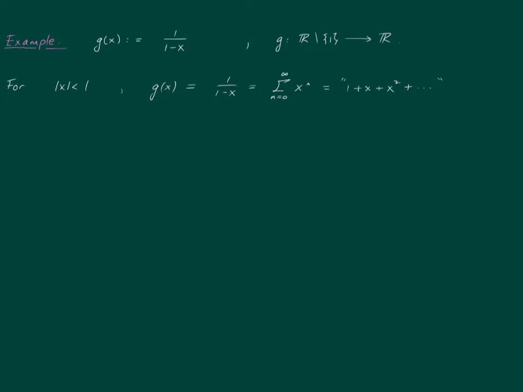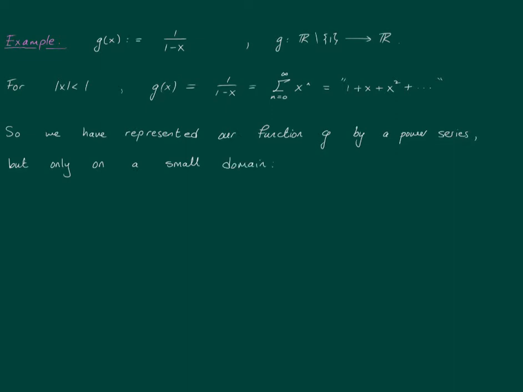Okay, so what have I done? I have represented g as a power series on a certain domain. I represented our function g by a power series, but only on a smaller domain. Because remember, this equality, that 1 over 1 minus x equals this series, only makes sense for absolute value of x less than 1.